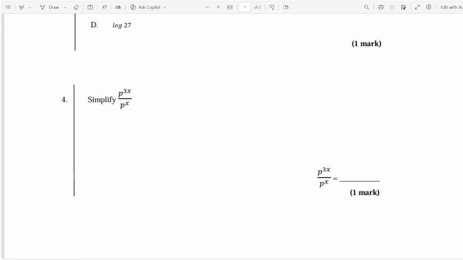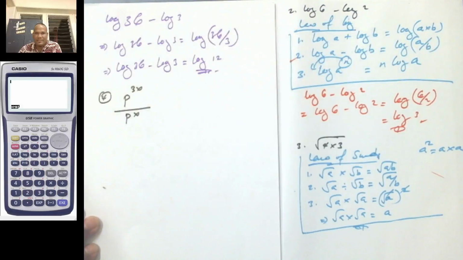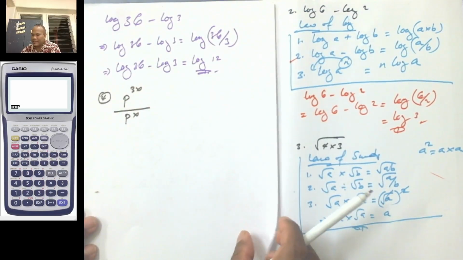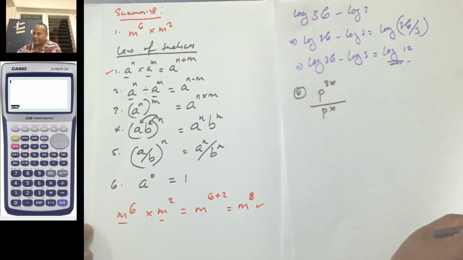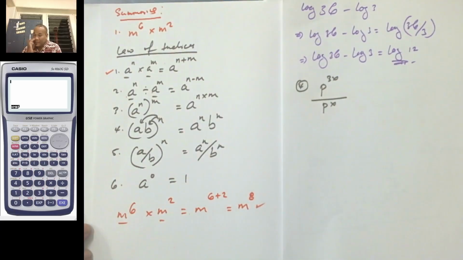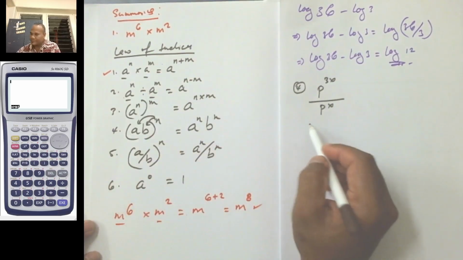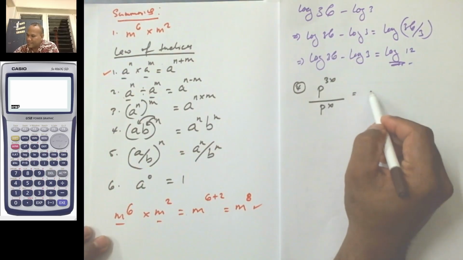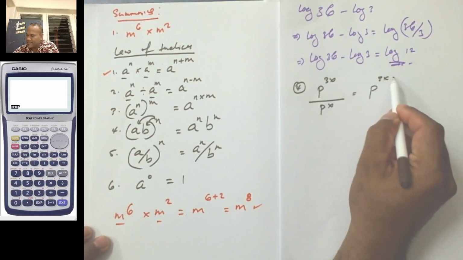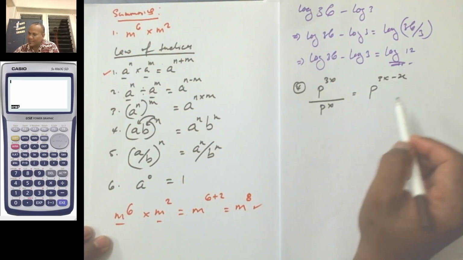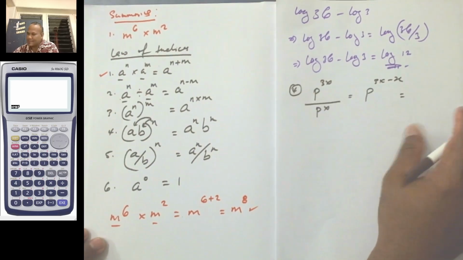Question 4 says, simplify p to the power of 3x over p to the power of x. What is that equal to? Okay, similar concept, just like what we did before. Whenever we are dividing with the same base, we subtract the power. So this is the same as p to the power of 3x minus x, and that is the same as what?